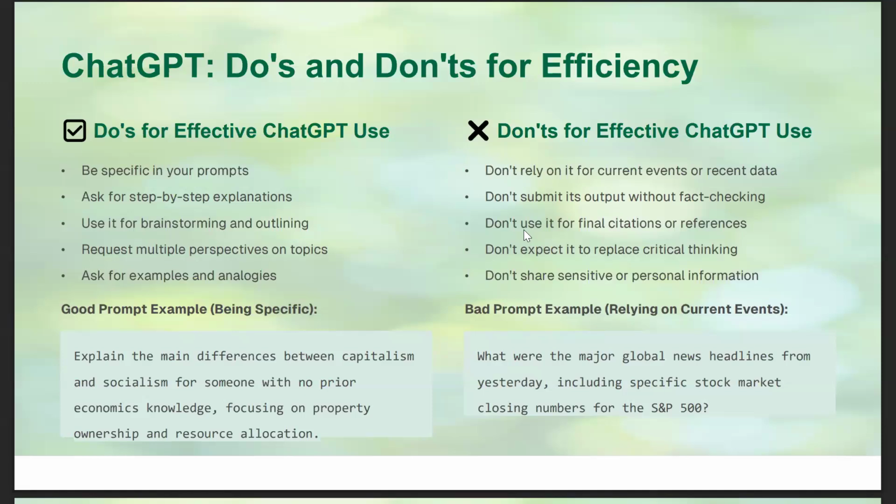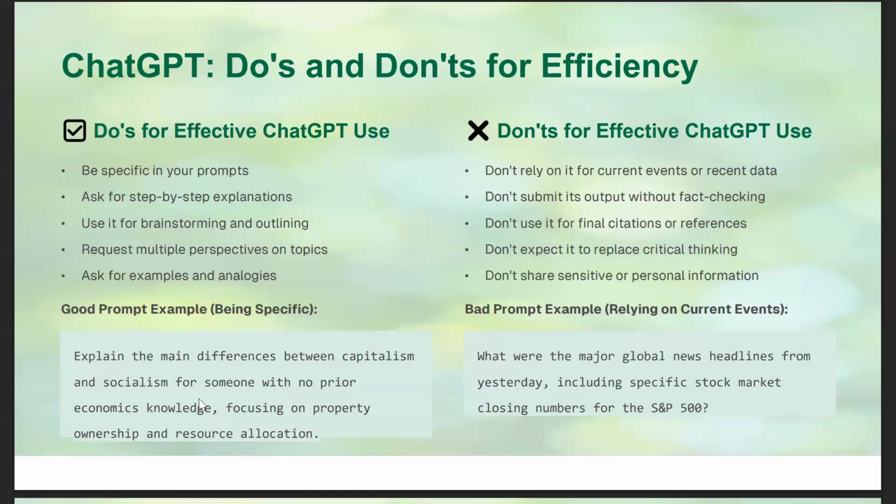Also, last but not least, don't share your sensitive and personal information. So those are the don'ts. How then should we use ChatGPT efficiently? Efficiency comes with how we ask it questions. Make sure you give enough details in the question, because sometimes it's going to bias toward other things.